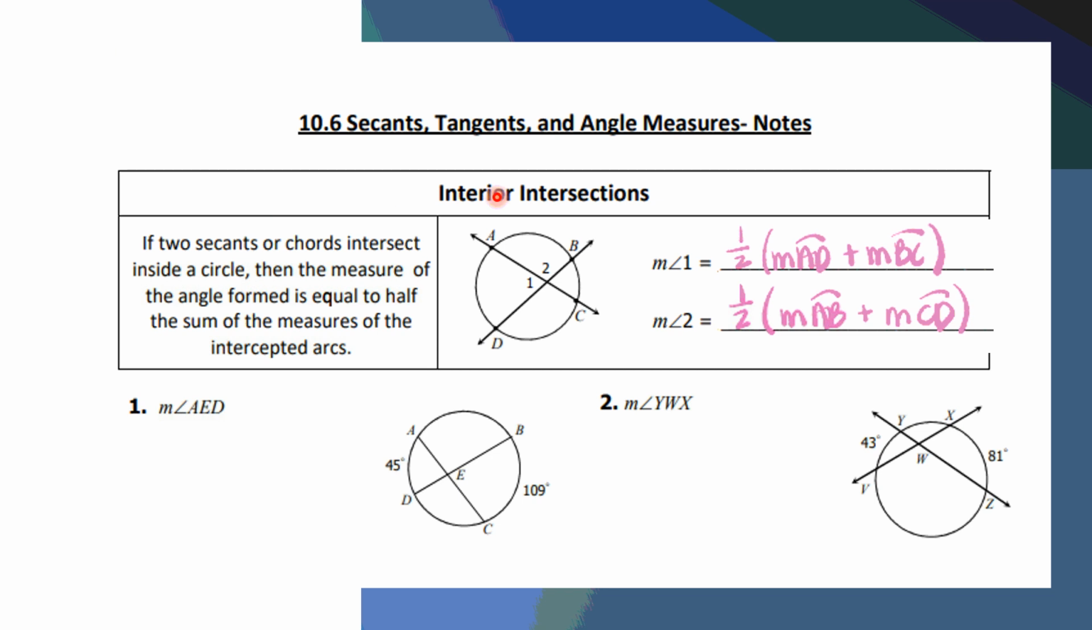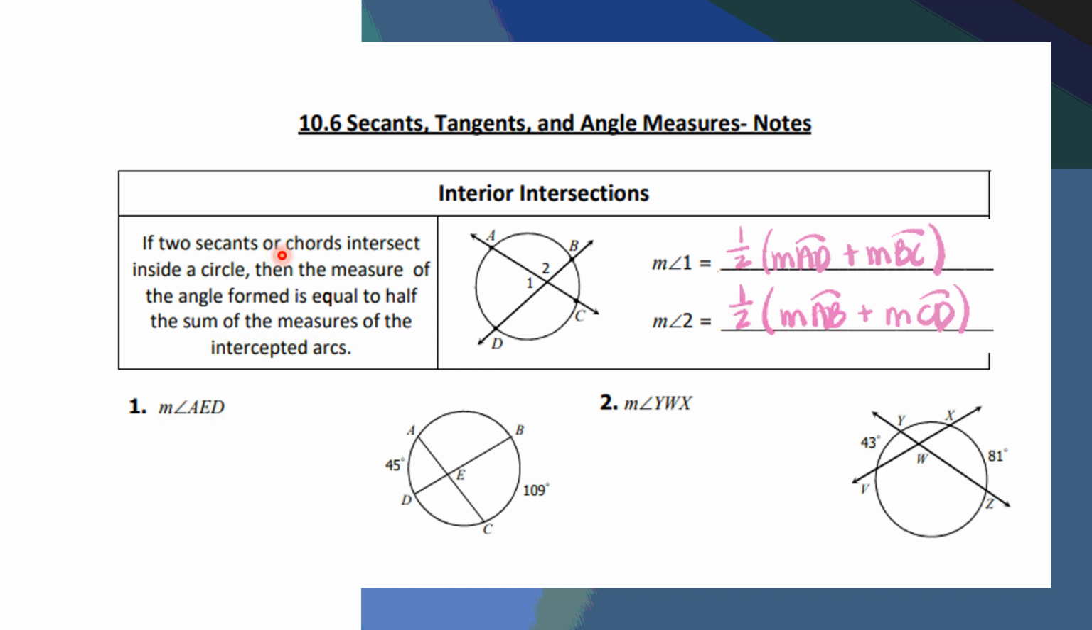So today we're going to be looking at secants, tangents, and angle measures. So basically, the way secants and tangents can look on or inside, or maybe even on the outside of the circle, and then special angle relationships dealing with those types of secants and tangents. So for the first one, we're looking at interior intersections.